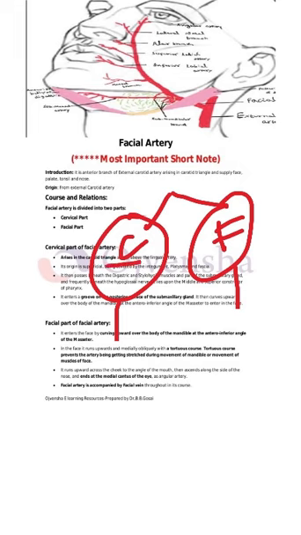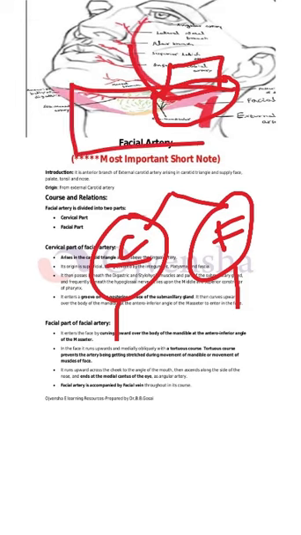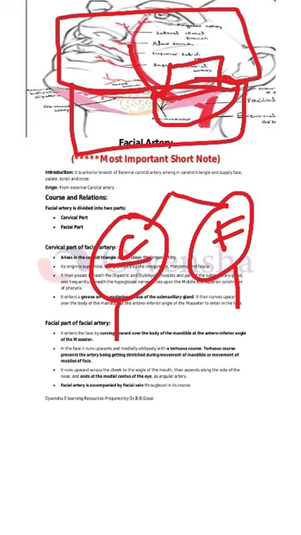The cervical part arises in the carotid triangle and it passes beneath the posterior digastric muscle, the stylohyoid muscle, and it passes through the groove at the posterior surface of the submaxillary gland. It curves upwards near the body of the mandible at the anterior inferior surface of the masseter muscle. It enters the face. So till here it is the cervical part of the facial artery, and after that this is the facial part of the facial artery.